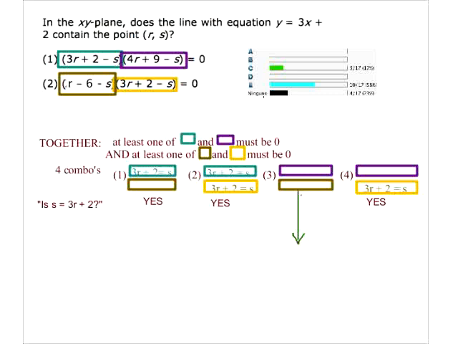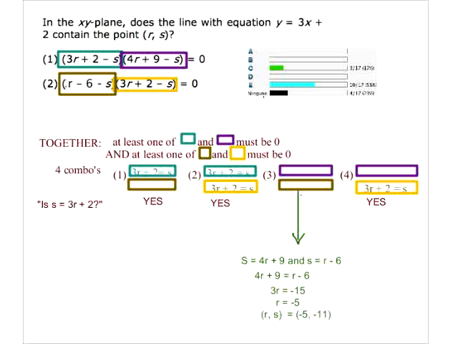In this case, we know that S is equal to 4R plus 9 and S equals R minus 6. If we solve that, we get 4R plus 9 equals R minus 6. If we keep solving, we get 3R equals negative 15, so R is negative 5. Plugging back in to S, we get negative 5 comma negative 5 minus 6 is negative 11.